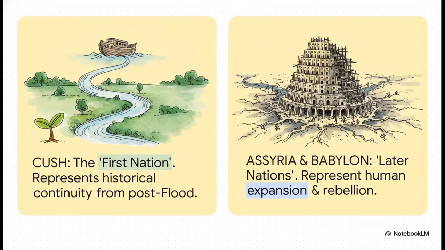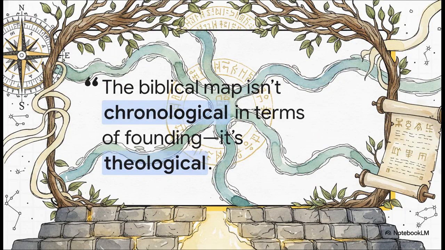So you see the contrast, right? Cush is positioned as the first nation, popping up immediately after the flood. But Assyria and Babylon, they show up later. They're born out of the rebellion and the scattering at the Tower of Babel. So you've got one that represents historical continuity, while the others represent this brand new, explosive chapter of human expansion and, well, rebellion. And this, right here, is the absolute core insight. The map of Eden's rivers, it's not meant to be read like a history textbook, page by page. It's theological. It's a map of divine purpose.